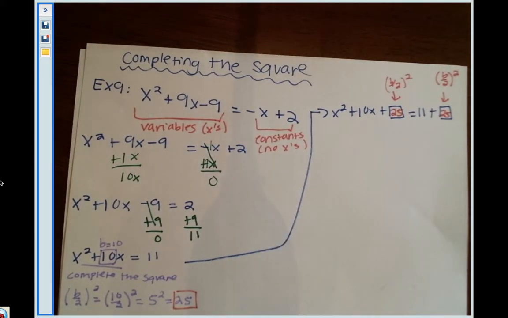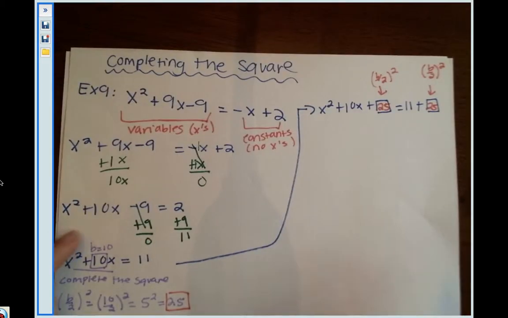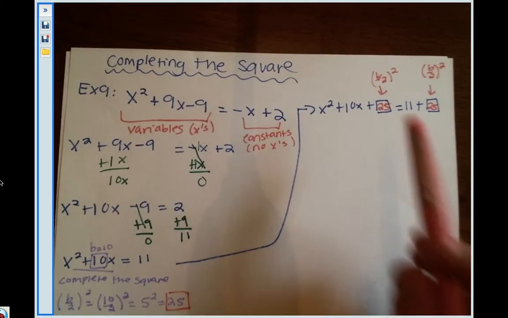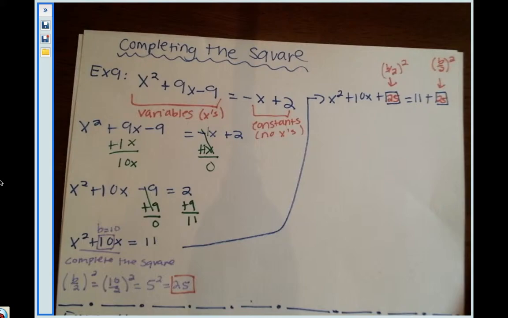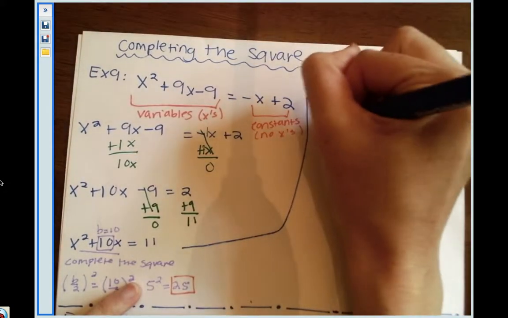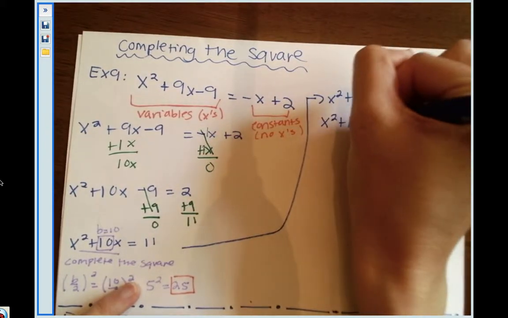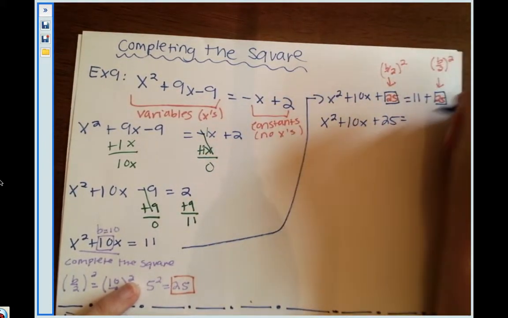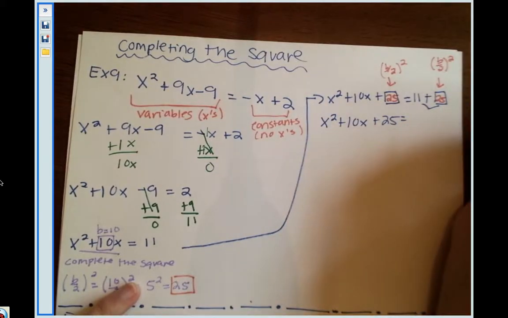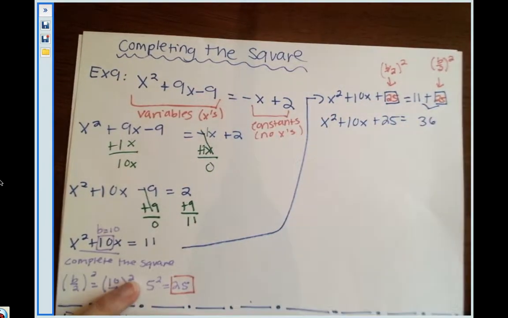I know my handwriting's struggling today. Sorry, guys. Okay, so now I'm going to combine my like terms before I start factoring this. So we're going to have x squared plus 10x plus 25 equals 11 plus 25. That will give me 36.